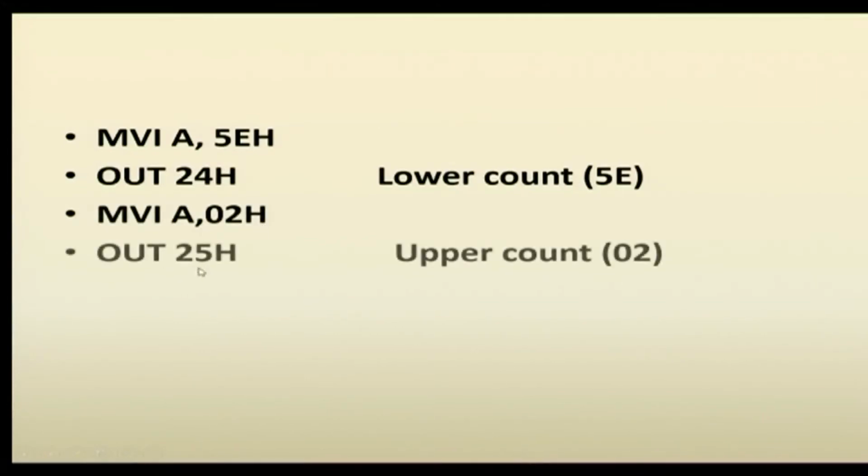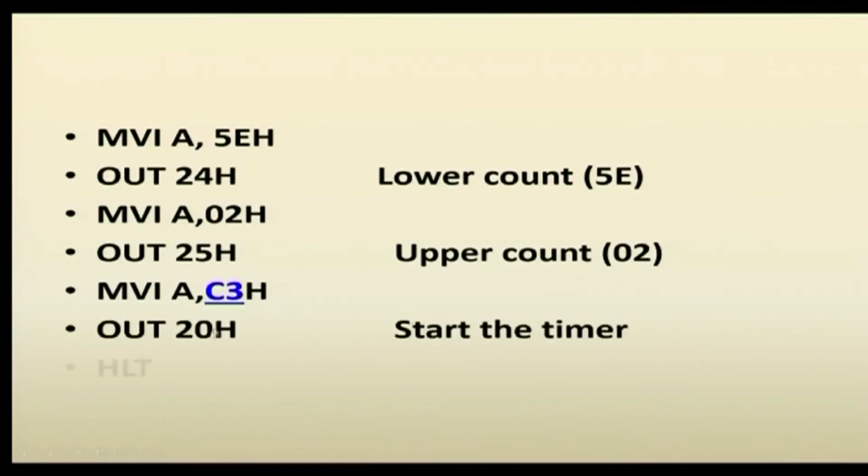First I am initializing the lower value, which is 5E, and the timer LSB address is 24. The 24 we already showed in the previous session; 24 is the LSB timer. So, the 5E is taken, then the 02 MSB value, and the corresponding port address is 25. 24 is the LSB port address, 25 is the MSB port address. Then we initialize the control word, written to the control register, where 20 is the control register address. Then we stop the program.